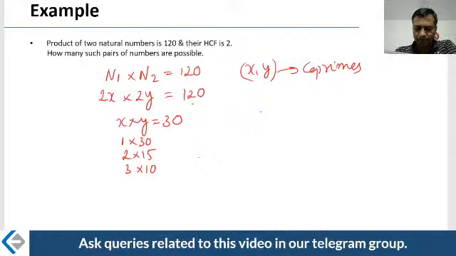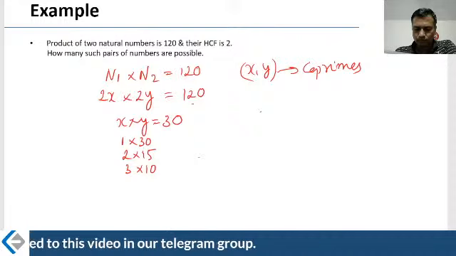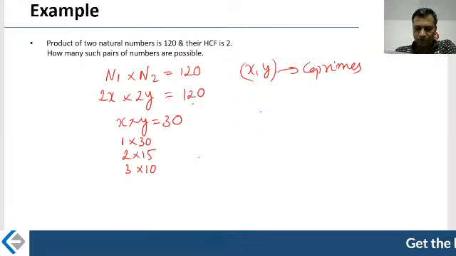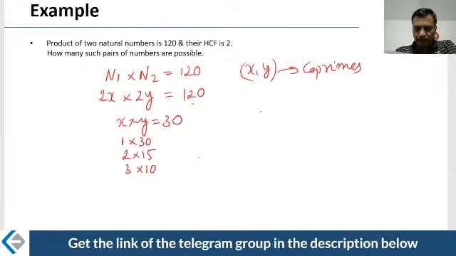Right, 1 into 30. Then you are writing it as 2 into 15. You are writing it as 3 into 10. And then you write it as 5 into 6. Very good. Right, 5 into 6 is another way.